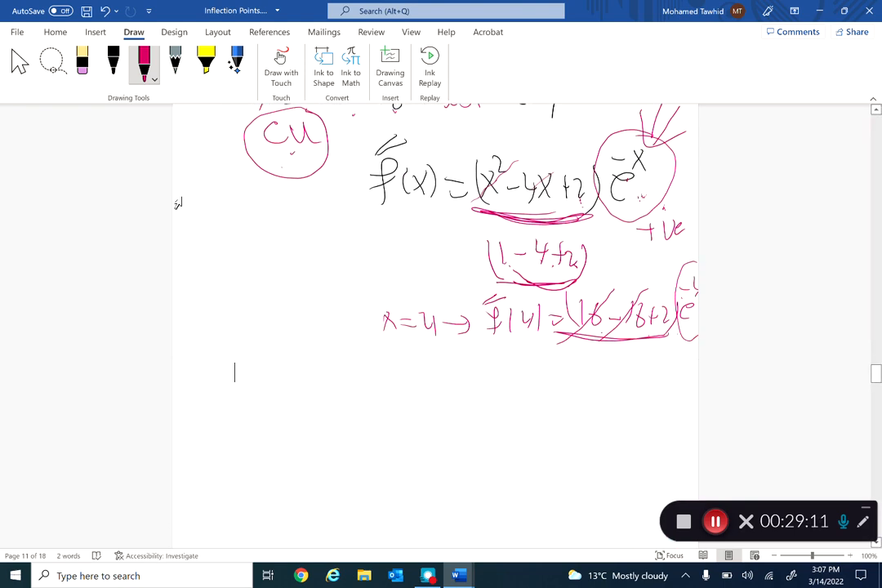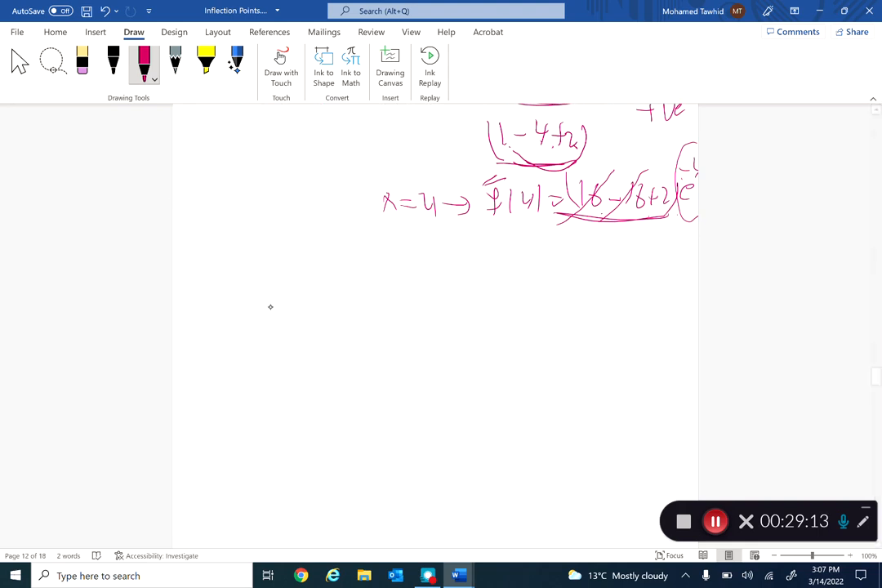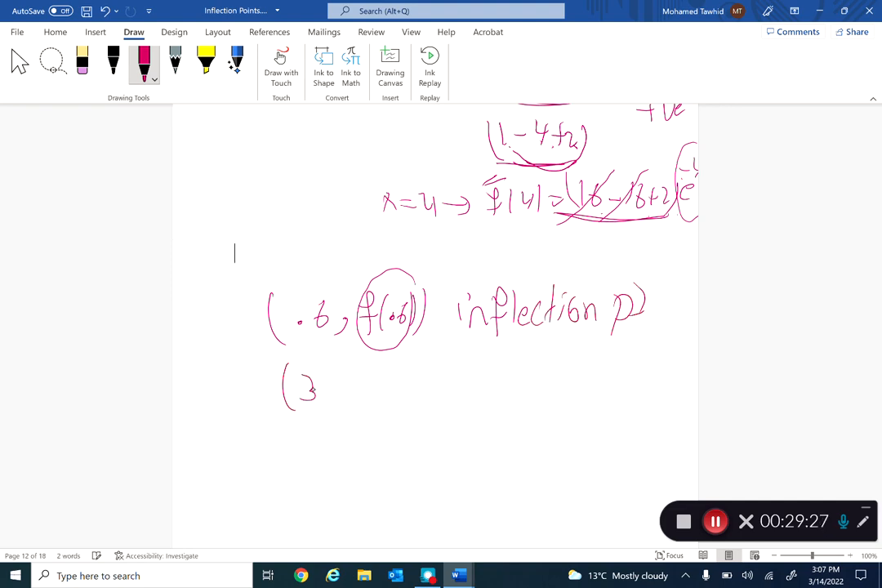So now, how many inflection points do I have? I have 2 inflection points. So 0.6 is an inflection point, and I have to get the value of f(0.6). You have to use technology to get this one. So that is an inflection point. And also 3.4, and here f at 3.4. That is our second inflection point.